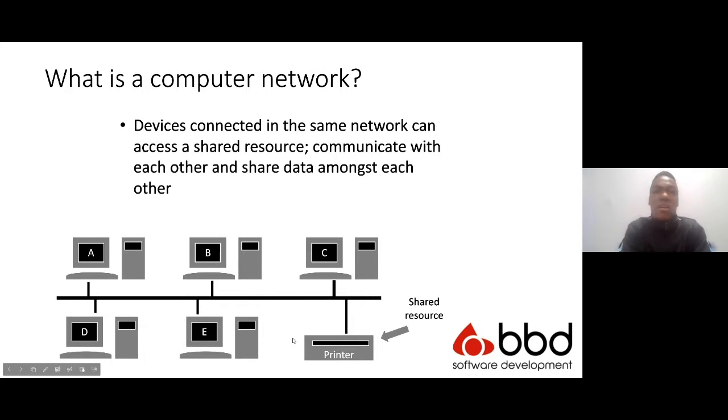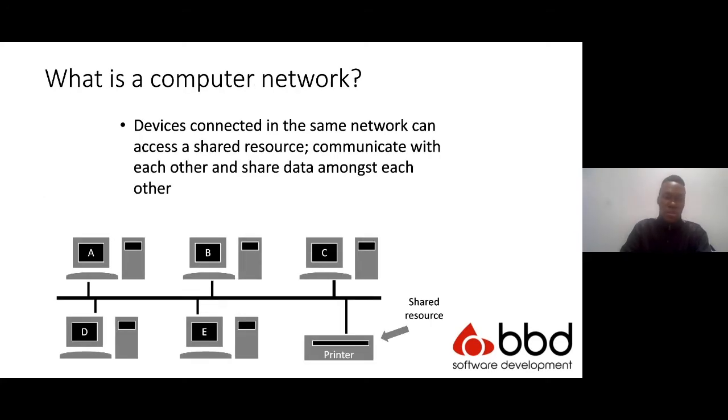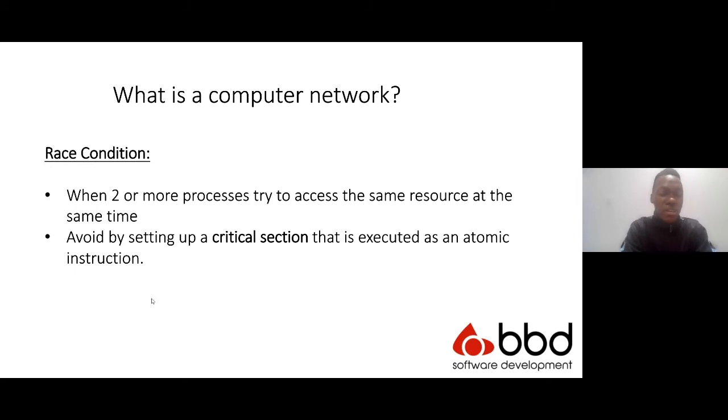But sometimes there are situations where accessing a shared resource can cause a lot of issues. The issue that I'm talking about here is a race condition. A race condition occurs when two or more processes try to access the same resource at the same time. Going back to this example, if device A is accessing this printer, and device B is also accessing the printer at the same time as A, then we have a race condition.